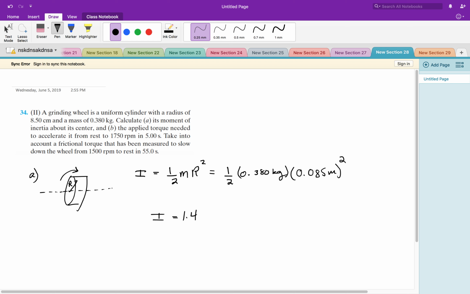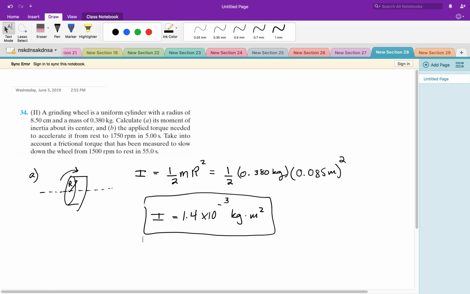1.4 times 10 to the negative 3, and the units are kilogram meters squared. That's the units of the moment of inertia. So basically this is like the rotational version of mass. Just like a mass resists a force, a moment of inertia resists a torque.